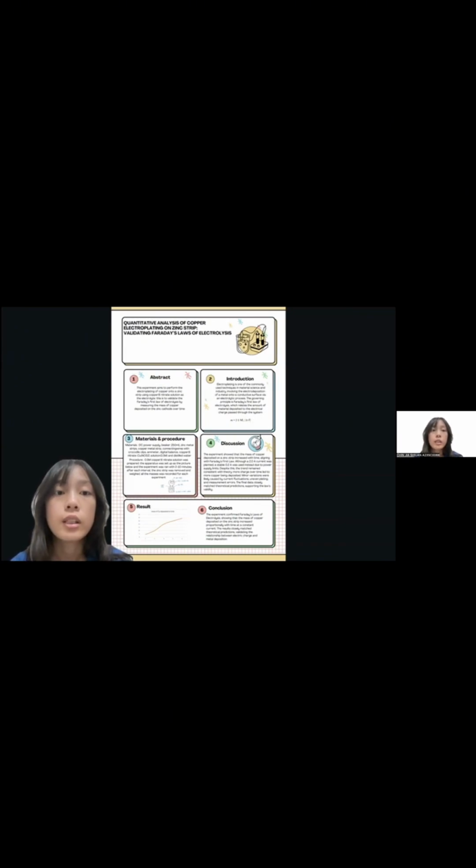In conclusion, the experiment successfully confirmed Faraday's laws. The data show that as the time increased under a constant current, more copper was deposited. Despite some minor variations due to current fluctuation and measurement error, the result closely matched theoretical prediction, validating the relationship between the electric charge and metal deposition.